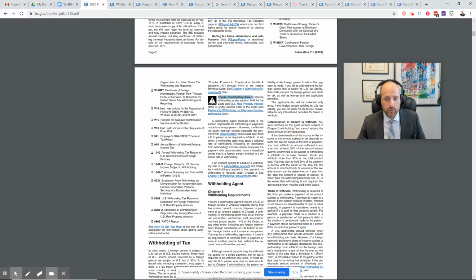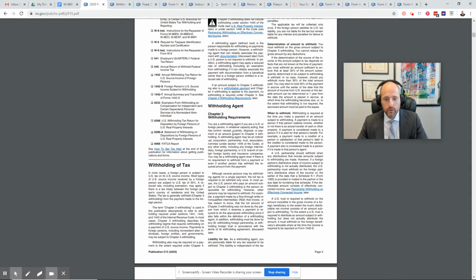Chapter 3 withholding does not include withholding under Section 1445 of the code. The withholding agent, defined next as the person responsible for withholding the payments, is the U.S. company that's making your payment. However, a withholding agent that can reliably associate the payment with documentation from a U.S. person is not required to withhold. And they can apply reduced rates, and this is all shown in the forms that are provided to them.